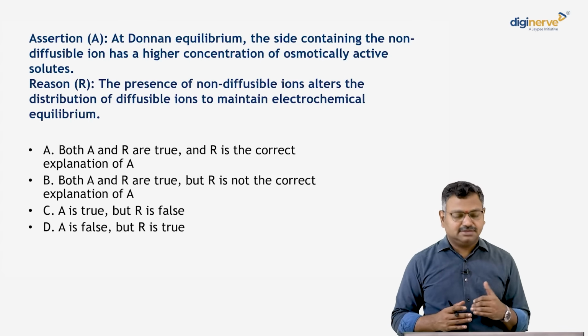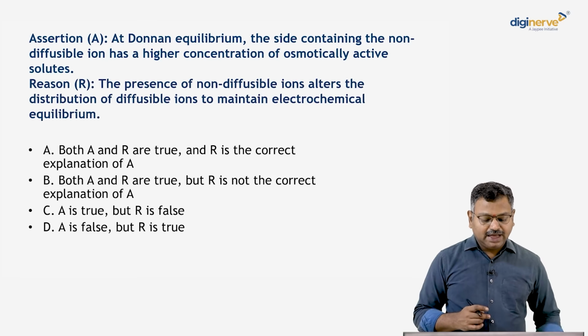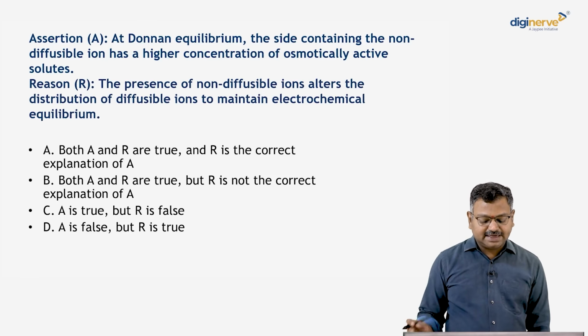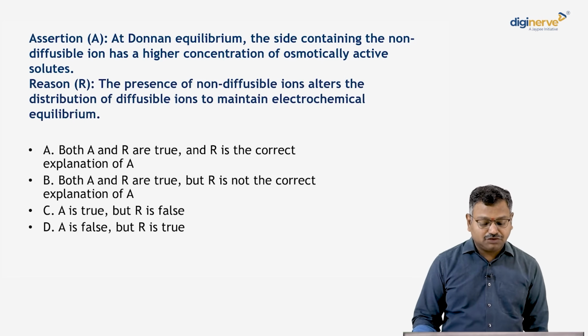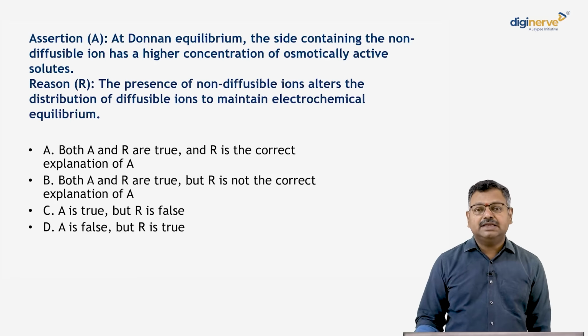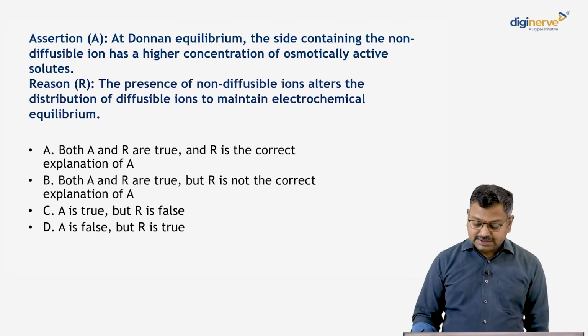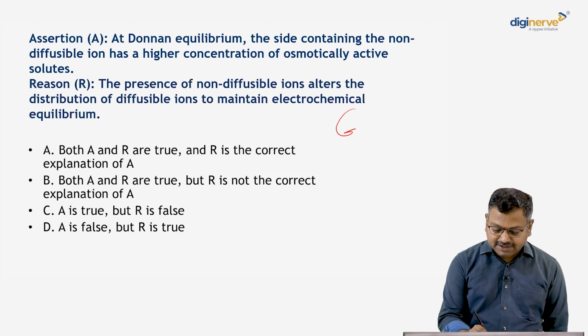There is a statement, assertion and a reasoning that has been given. So at Donnan's equilibrium, the side containing the non-diffusible ion has a higher concentration of osmotically active solutes, and the reason given is the presence of these non-diffusible ions alters the distribution of the diffusible ions to maintain electrochemical equilibrium. So the Donnan's effect, what we call as the Gibbs-Donnan effect.